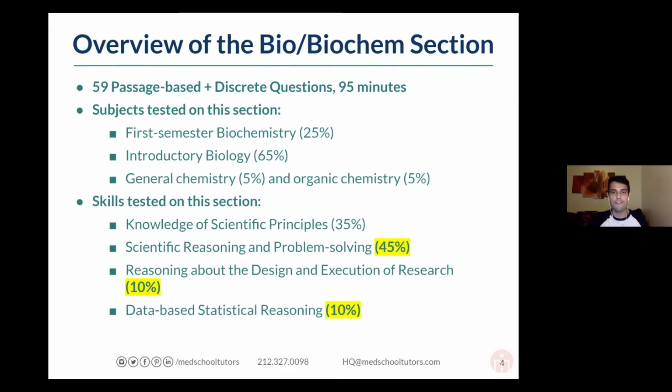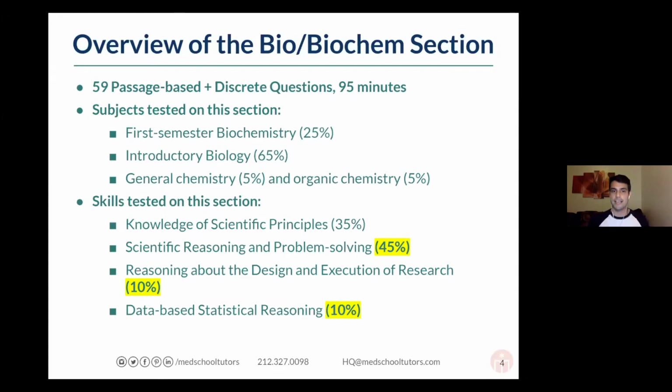We've got 25% of the questions that you'll see here are going to be from first semester biochem. 65% are going to be from intro bio, and then about 10% are going to come from gen chem and orgo. So even though it's the biochem section, you're still going to see a little bit of chemistry, but the big bulk is going to be biochem and bio, as the name gives away.